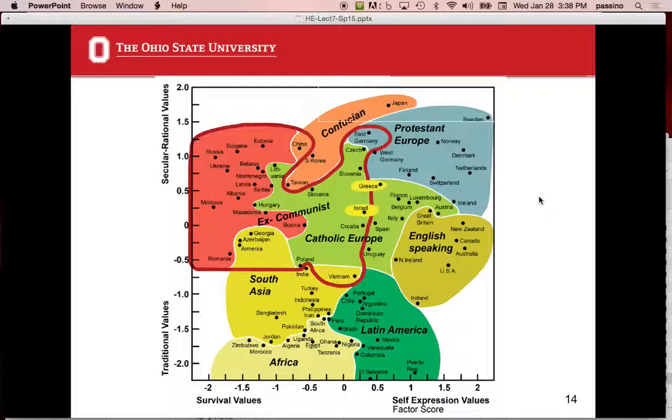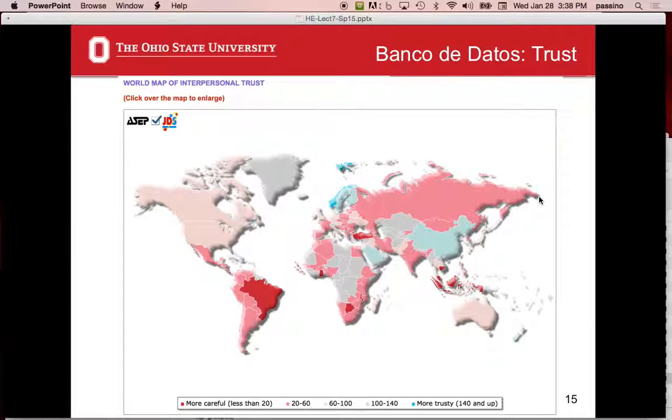What are the differences, like survival values versus self-expression? Survival almost implies that they're in poverty. I think it does imply that. It seems like you could replace that scale on the bottom with HDI. That would be interesting. I agree. And you can get all the data and go do it. You can download all this data. Okay. Next, let's look at more data of the big picture.